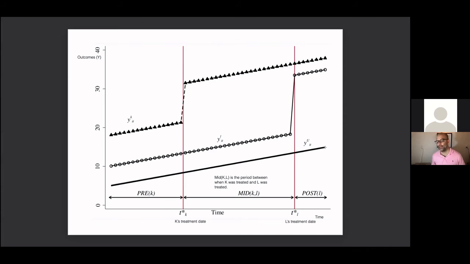Okay, so we've got this group U. Notice group U just gently increasing in value, right? Just gently increasing in value. And group K, group K, oops. Gently increasing in value. Then the treatment occurs. Then it increases again.